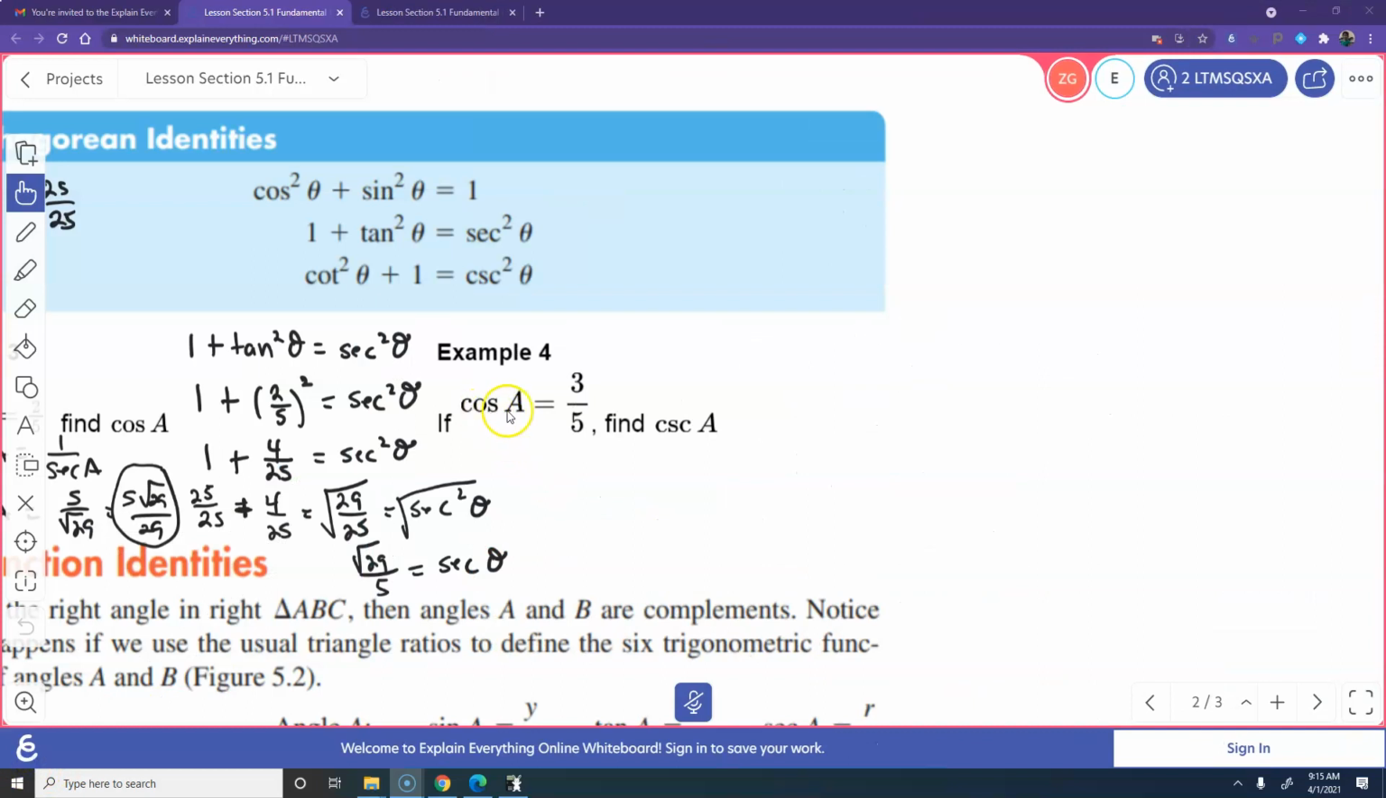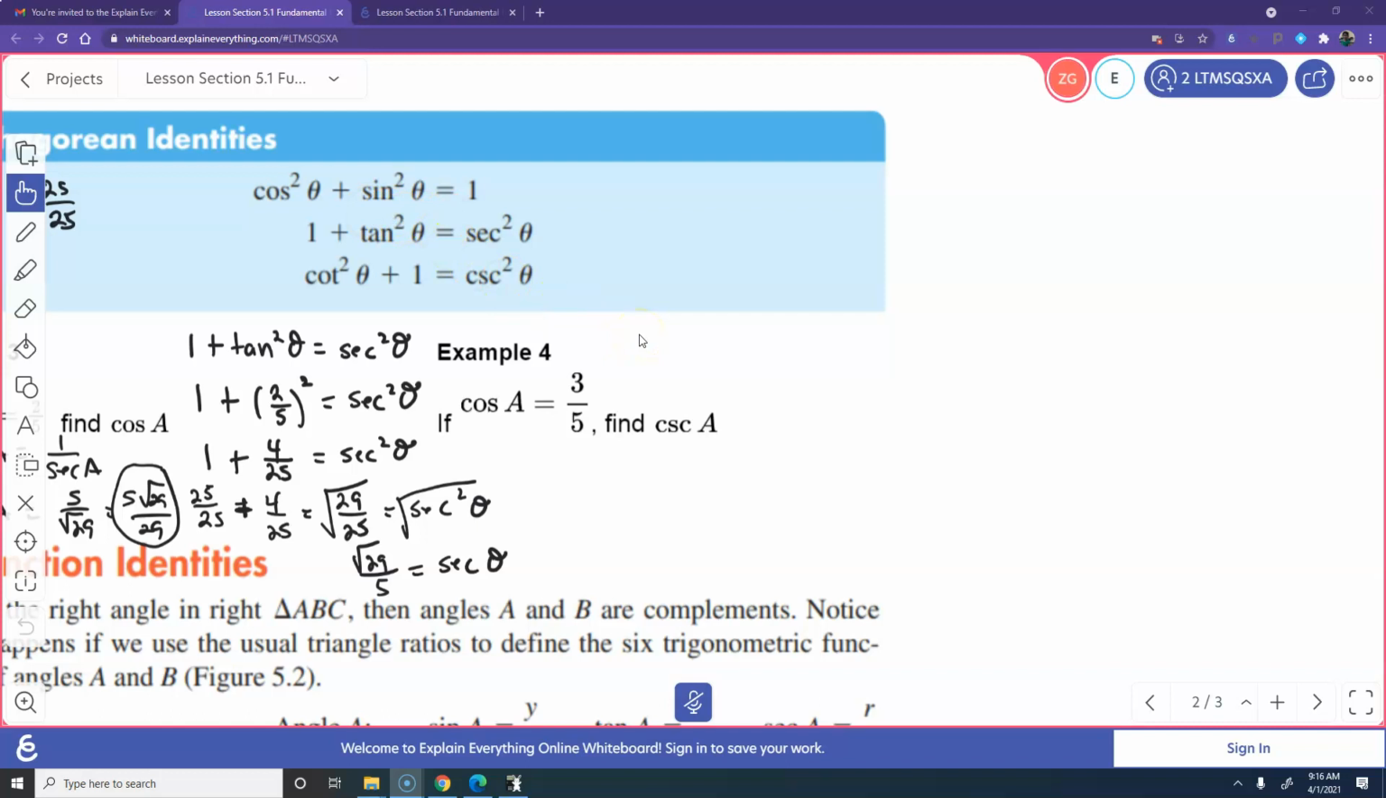Example 4, we have cosine of A, which is 3 over 5. Cosine also is part of tangent, but that's not going to be appropriate. And cosecant, it'd be secant, cosine, so that these two could be appropriate. But we want cosecant, and we know that sine and cosecant are reciprocal. So I'm going to use cosine squared theta plus sine squared theta.